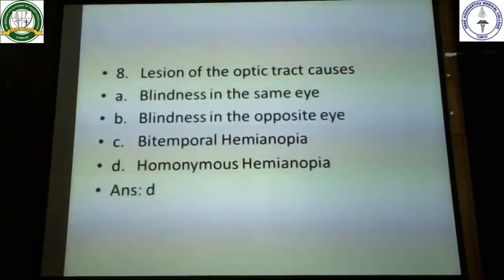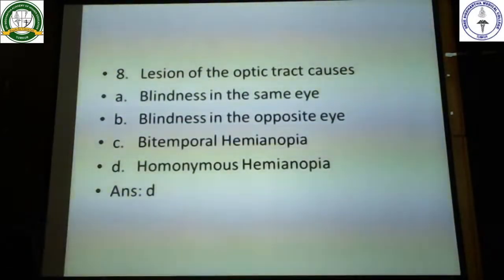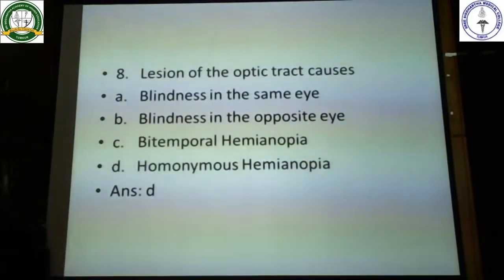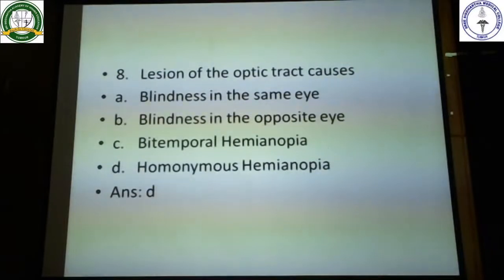Why is the lesion on the nasal side of the left eye and on the temporal side of the right eye? Because I suppose you know the fibers cross over. So that's why it is homonymous hemianopia.